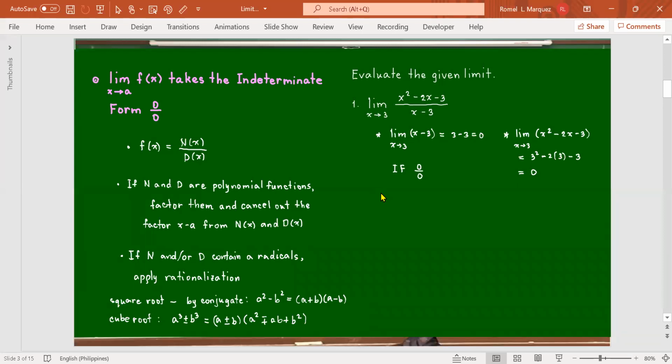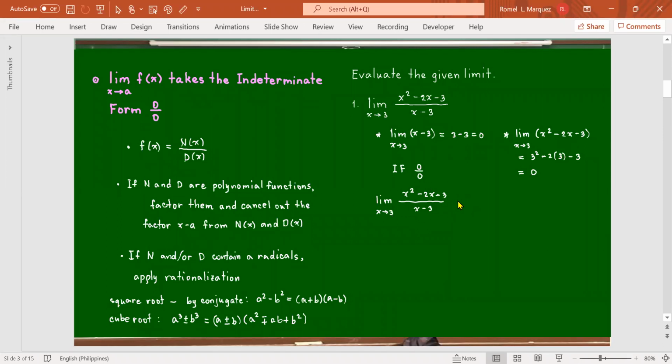So we try to what? To apply the technique of factoring, no? Let's simplify this rational function here in the limit, no? So limit as x approaches 3 of x squared minus 2x minus 3 all over x minus 3.